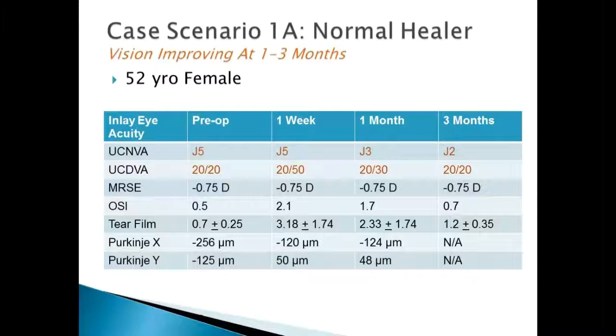But you can see that as things progress over the first few months, slowly but surely, the reading is getting better. The distance is getting better, and you can see at the same time the OSI, or that optical scatter, is decreasing, and the tear film is optimizing and getting better. And so this is that normal patient, which takes about 3 months. Next slide.